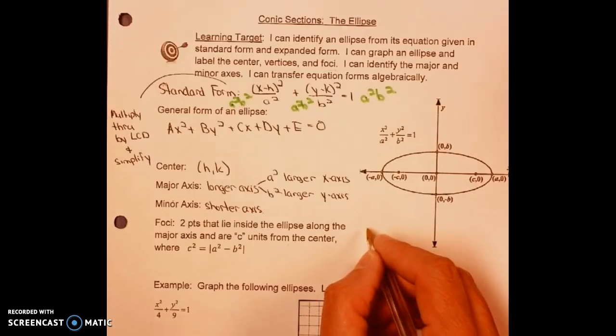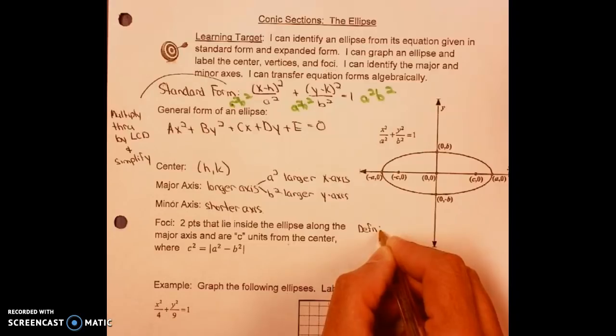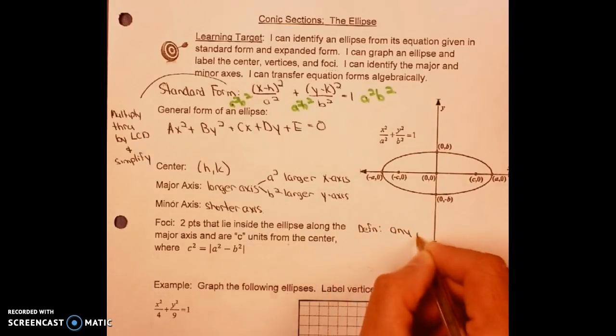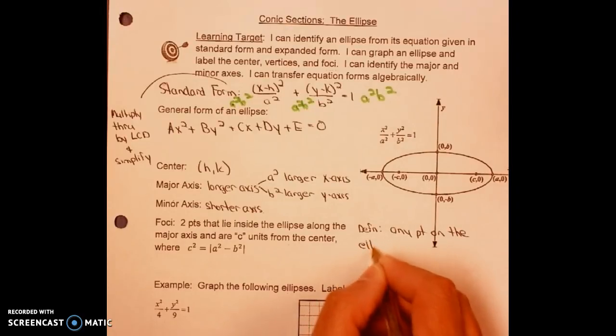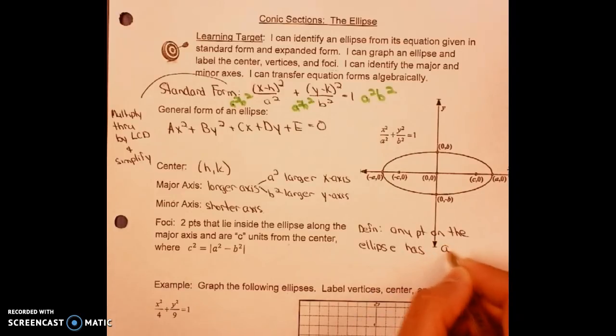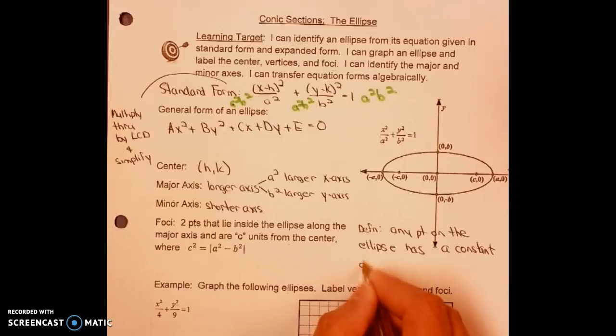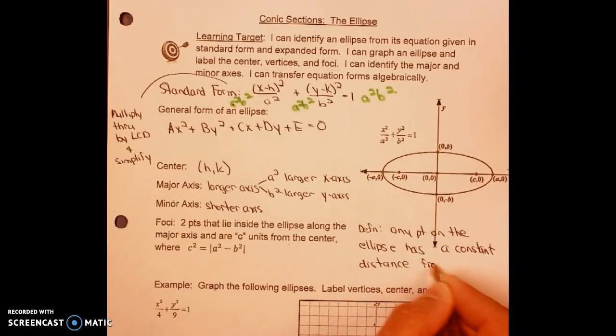One other thing, let's write down our general definition of an ellipse. It is any point on the ellipse has a constant distance from the foci. And that constant distance is what ends up creating that ellipse.